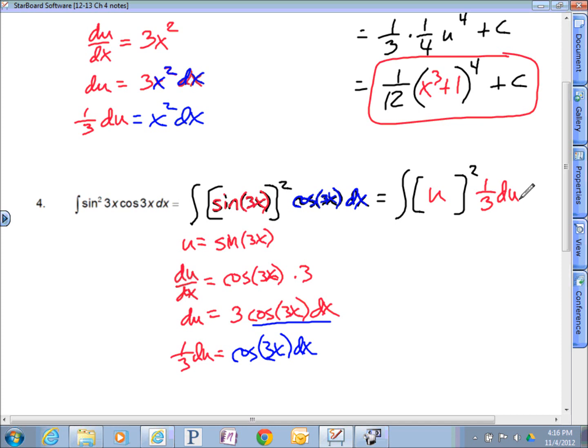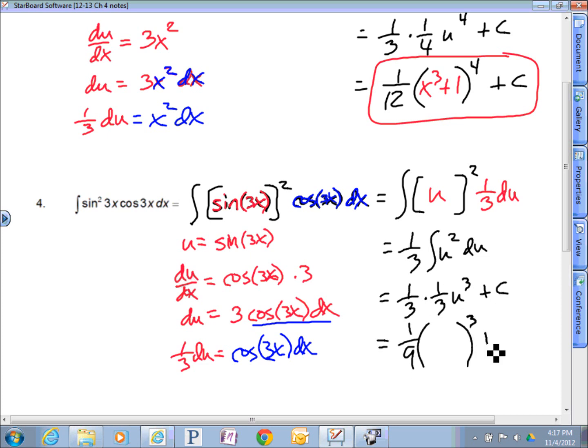Is that an integral we can do? You bet it is. 1/3 integral u squared du. 1/3 times 1/3 u cubed plus c. 1/9 quantity cubed plus c. What's my quantity? Sine of 3x. And if you wanted to check it, you could take the derivative of that problem, and you get the same thing that we started with originally. Integration using u substitution.